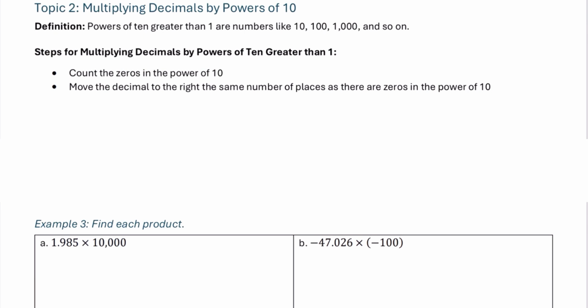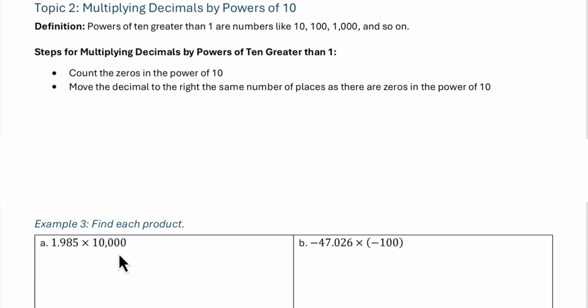Powers of 10 greater than 1 are numbers like 10, 100, 1000, and so on. The steps to multiply decimals by powers of 10 greater than 1 are: first, count the zeros in the power of 10, and second, move the decimal to the right the same number of places as there are zeros in the power of 10. For example, notice we're multiplying by a power of 10.